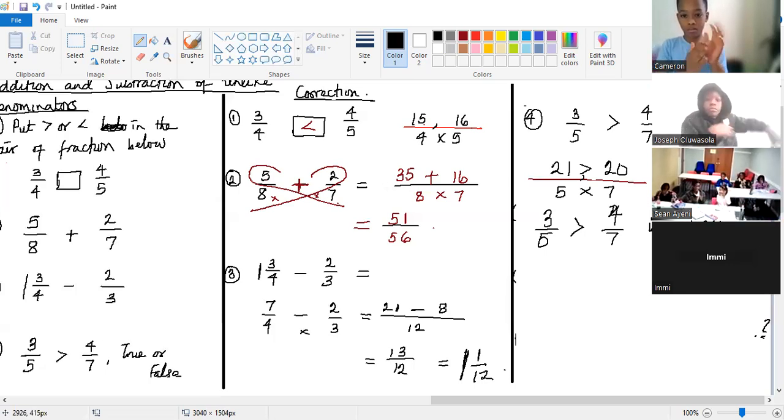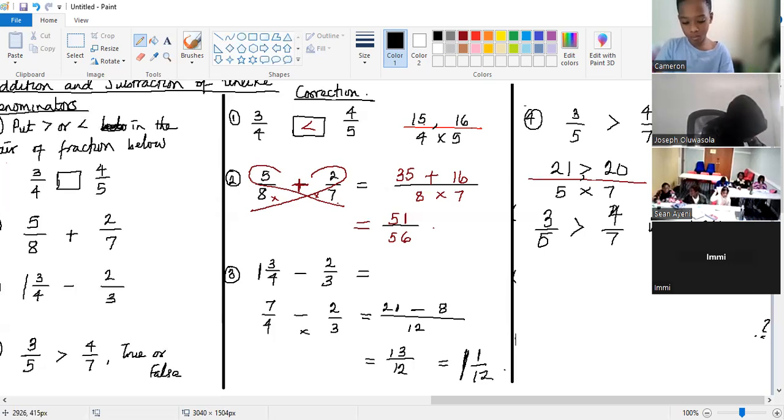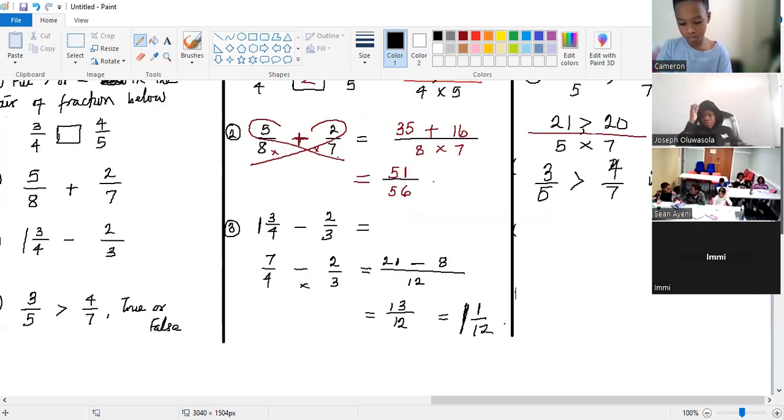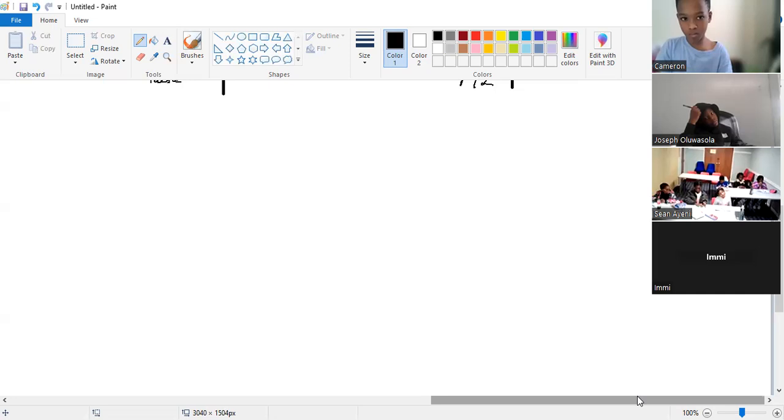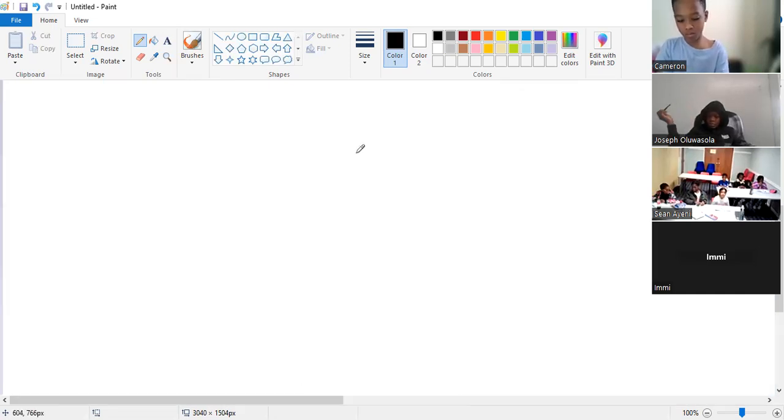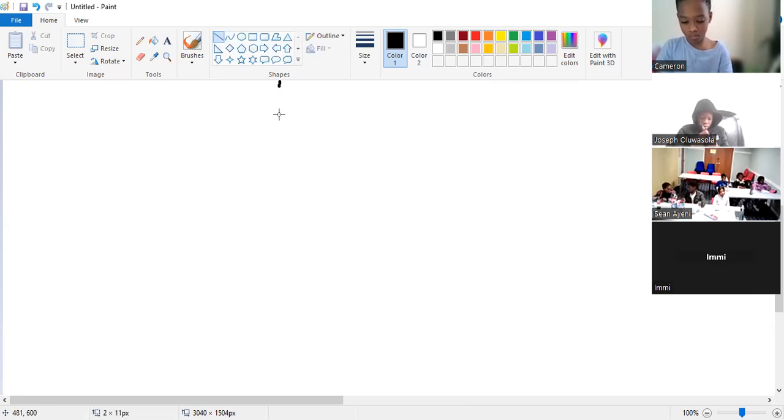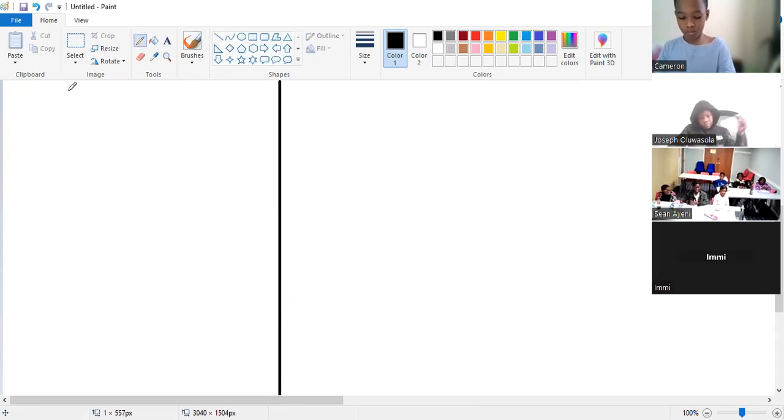So quickly, let's do percentage of an amount. Or before we do percentage of an amount, let's just do fraction of an amount. Okay, let's go.